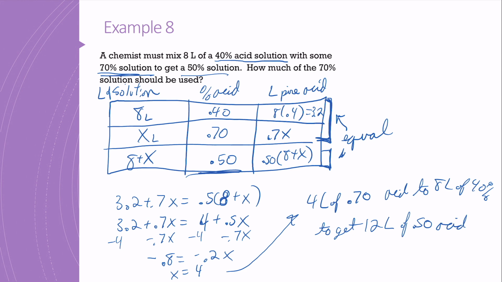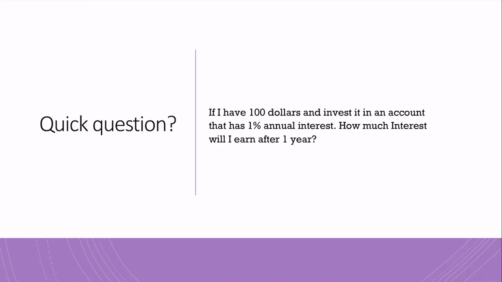We can also use this table method to keep track of our pieces when we're solving interest problems. We've already done one interest problem. Let's do one a little more complicated. So building up to that, if I have $100 that I have to invest in an account that earns 0.01 or 1% annual interest, how much interest will I earn after 1 year?